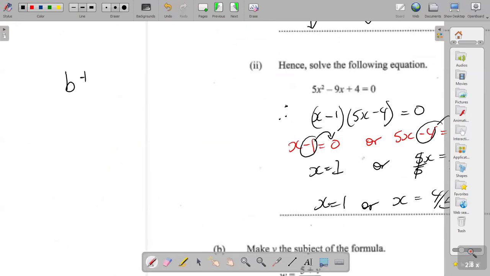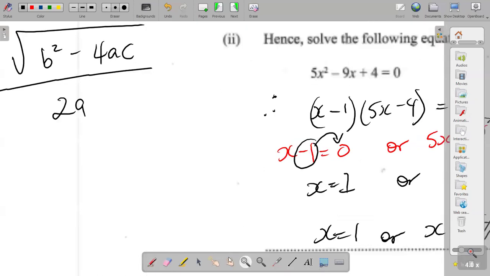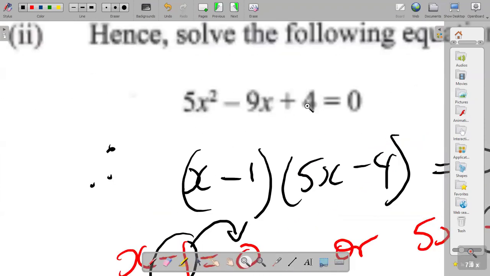All right, suppose you had to use the quadratic formula. Remember how the quadratic formula looks? Negative B plus or minus the square root of B squared minus 4AC, over 2A. And everybody should know how to find A, B, and C. What number is A from this? Let me see if y'all remember that. What number is A? So A is what?